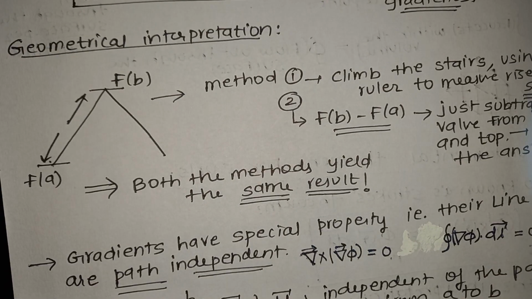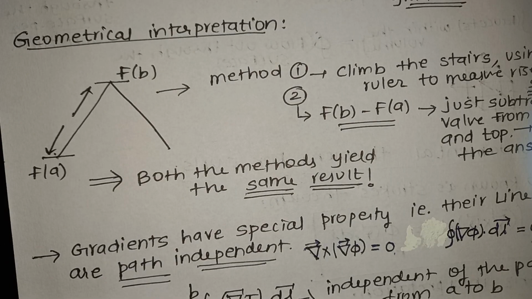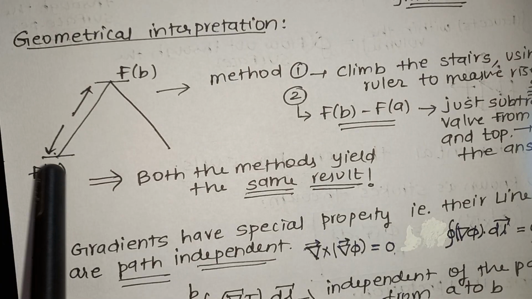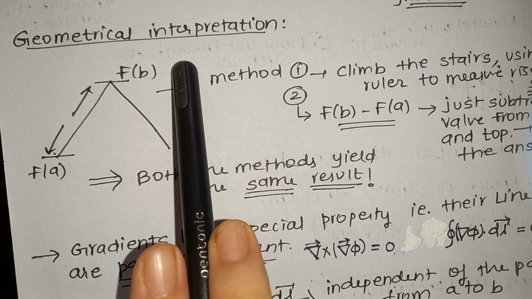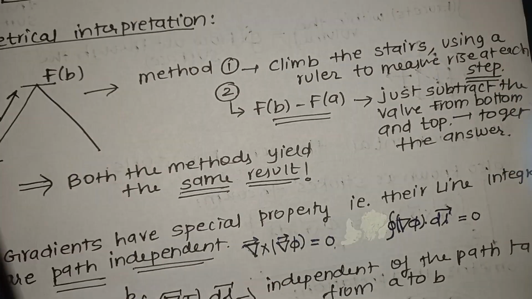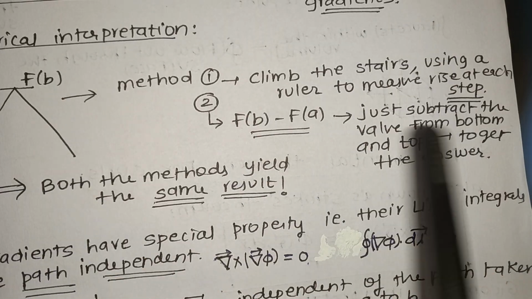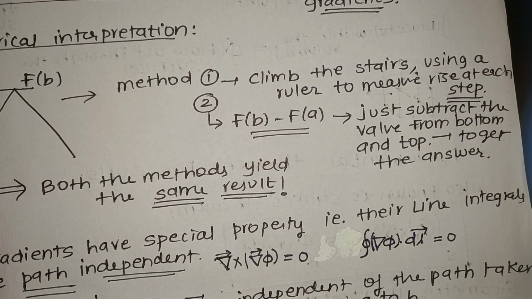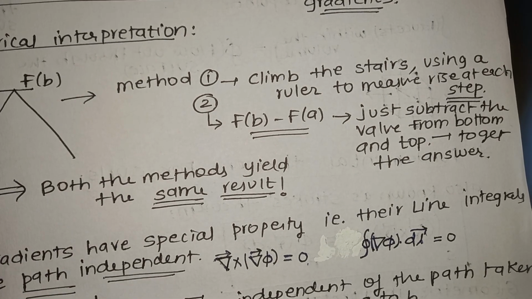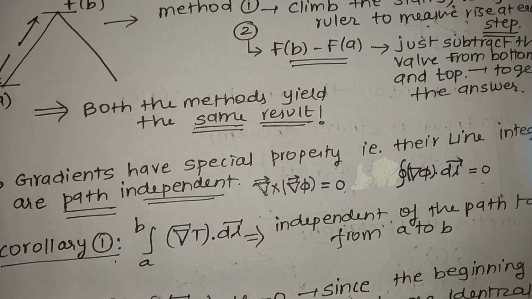Now let's see the geometrical interpretation. If I have a function f which has two different values at two different points, say f(a) at point a and f(b) at point b, we can calculate the difference between them in two ways: either climb up the stairs using a ruler to measure the rise at each step, or simply do f(b) minus f(a). Both methods will give us the same answer. Similarly, this is what gradients do.